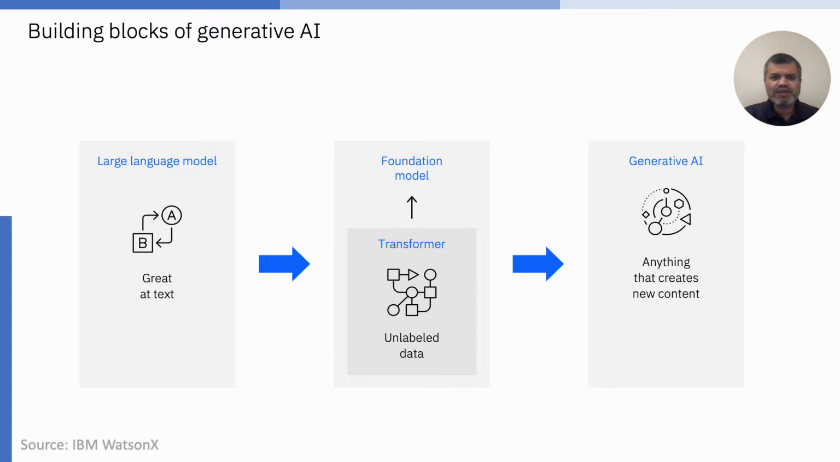Is generative AI only large language models? No, definitely not. There are other architectures, for example, going back to where it started in 2014, GANs, generative adversarial networks. Those are also generative AI, and there are many more.